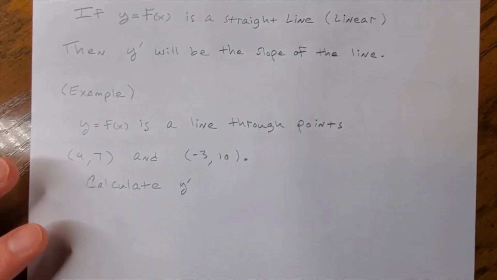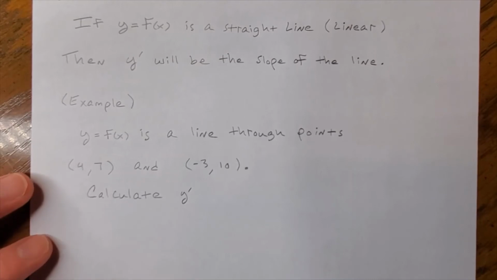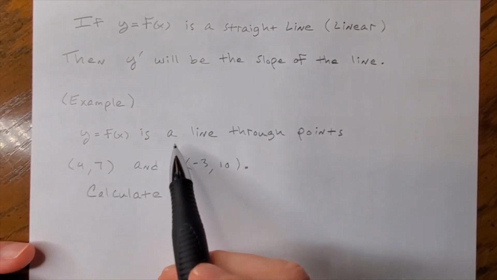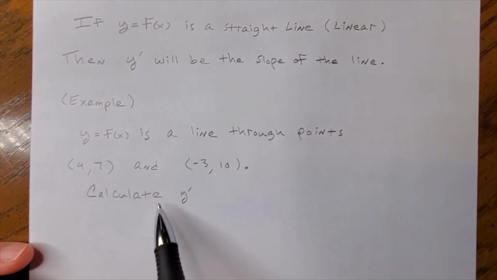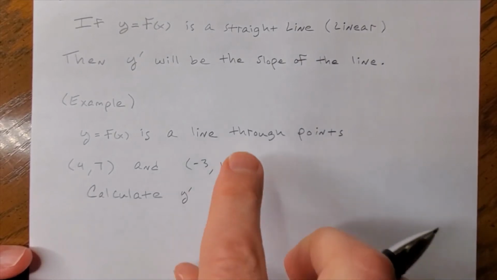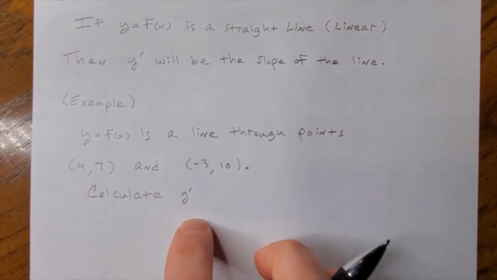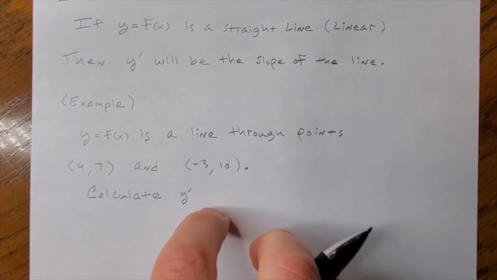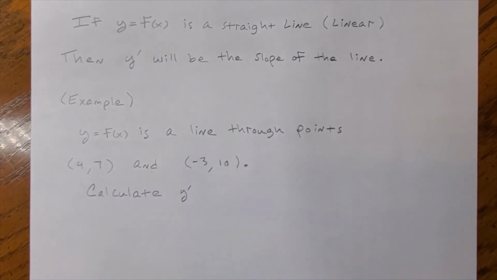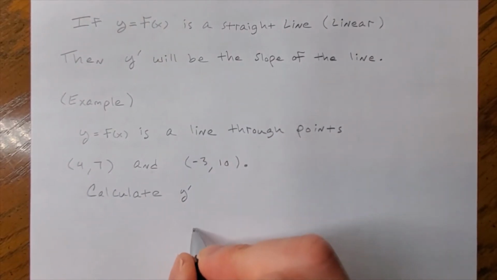Okay, so let's take this one as an example. Suppose y equals f of x is a line and it goes through those points. What is y prime? Well, it's a line, so y prime is whatever the slope of that is. If there's only some way to find it, then that's what we want.